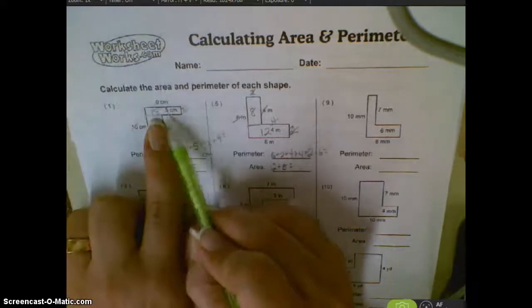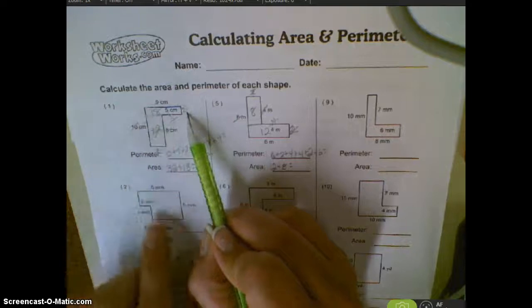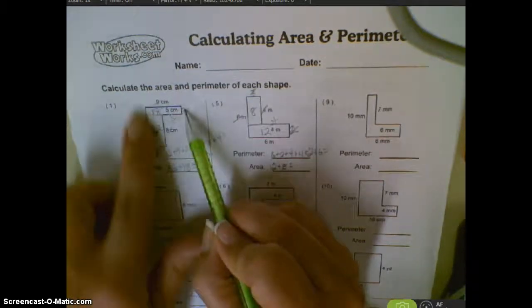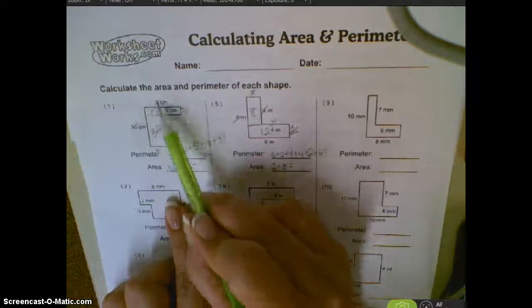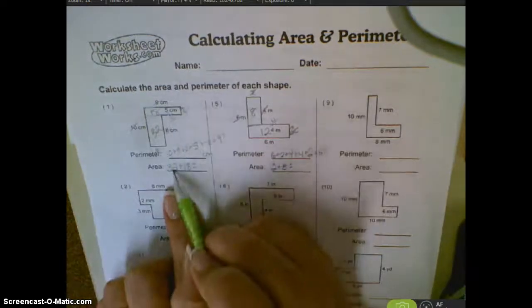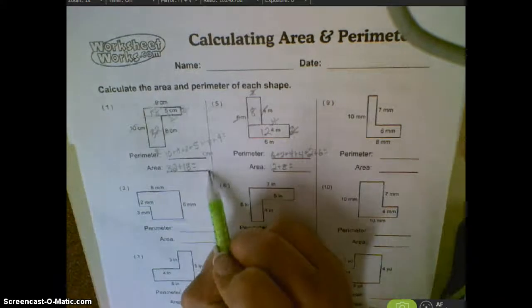And then this piece up here, I had the whole 9, but I needed to figure out this piece right here. And since this was 8, I knew 8 plus 2 would equal the whole segment of 10. And then I multiplied 9 times 2 and got 18. And then I'm going to total those up to find the area. The area of this piece plus the area of this piece will give me the total.